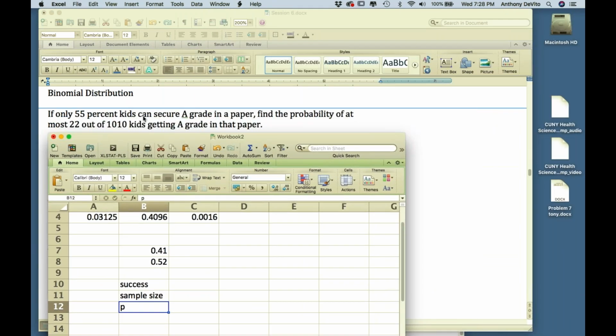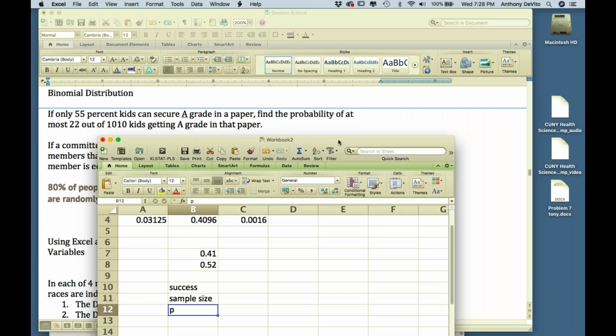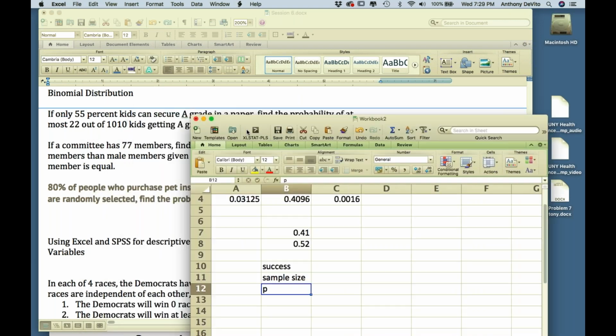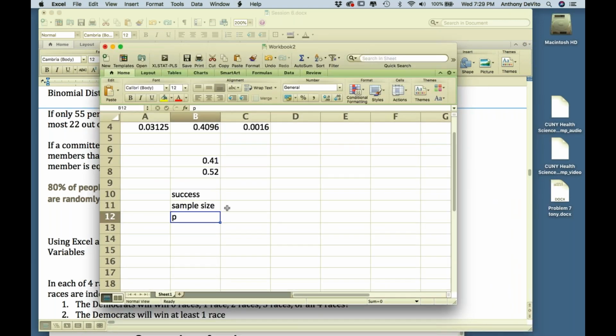If only 55% of kids can secure an A grade in a paper, find the probability that at most 22 out of 1,010 kids are... that one's a little complicated. Let me do the one I was just doing first. Let's say I'm going to sample 10 randomly selected people. The probability of having diabetes in this population is 10%. What's the probability that 2 out of the 10 have diabetes?